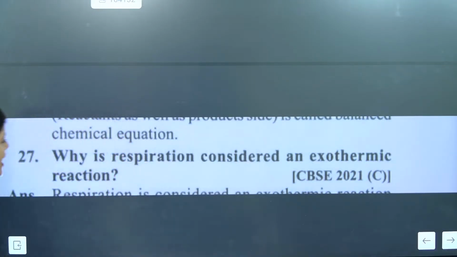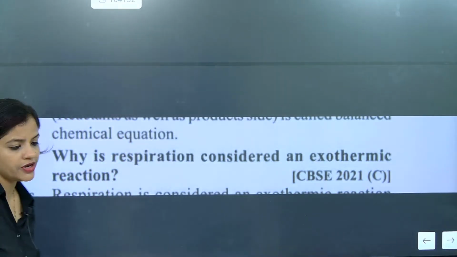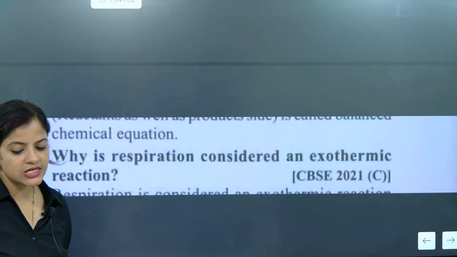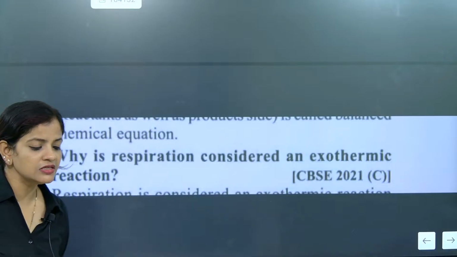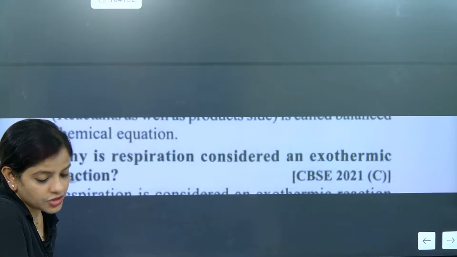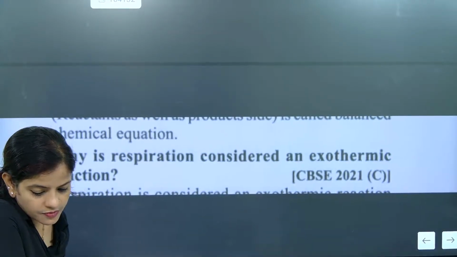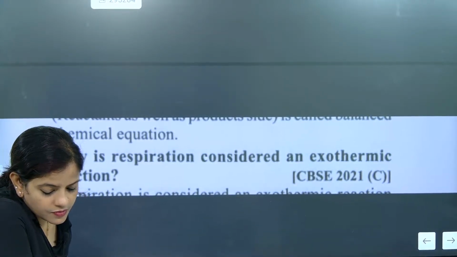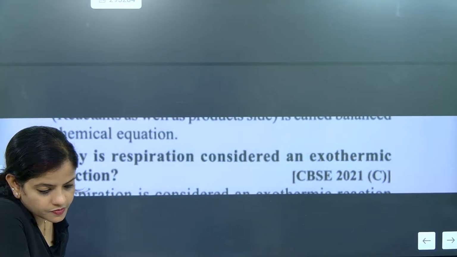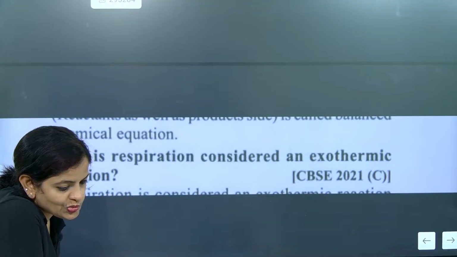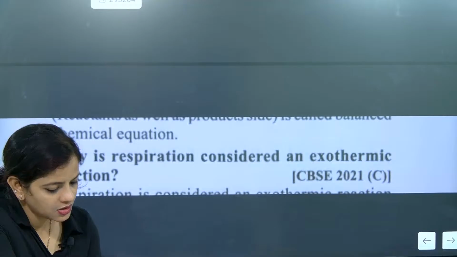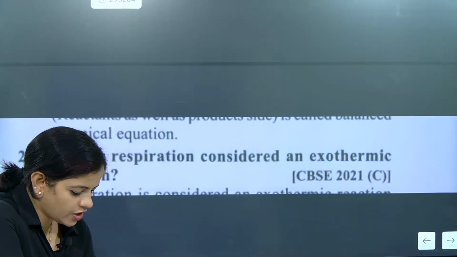Second one, why is respiration considered an exothermic reaction? Come on, answer this question. Why is respiration considered an exothermic reaction? This answer you can give. It's a one-line answer. It's not a huge writing skill that is needed for answering this question.